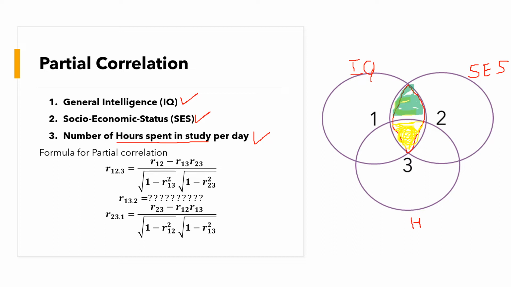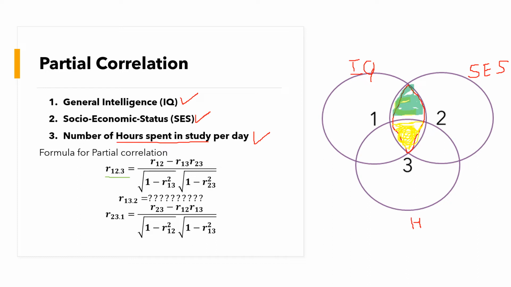What is the formula and what is the meaning of it? R12.3 is the notation for partial correlation. It means the relationship between 1 and 2 with the relationship of 3 partialled out. So it means the relationship between general intelligence, IQ, and socioeconomic status, partialling out the number of hours spent in a day. It's a simple formula, and we can even make our own formula as well.